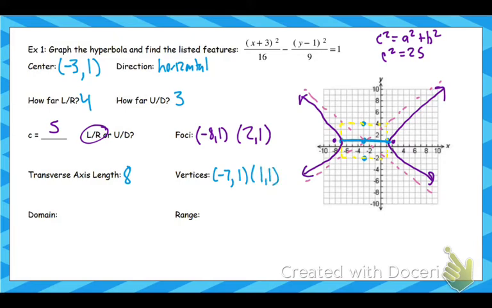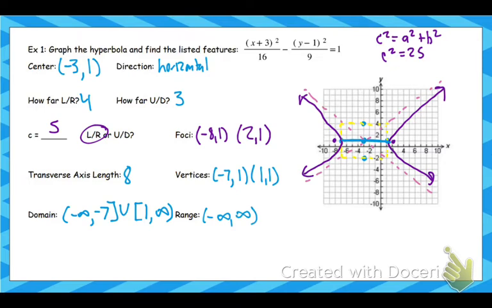Domain is actually a little tricky to write on this one. So remember, for domain, we read left to right. The farthest left this graph goes is negative infinity. Then we go until negative 7. It does actually touch that point, so we use a bracket. Then there's a big gap, so we're going to use a U. Then it picks back up at 1. It actually touches that point, so we use a bracket. And then it keeps going to infinity. Range this way is a little bit easier. Our range is negative infinity to infinity.